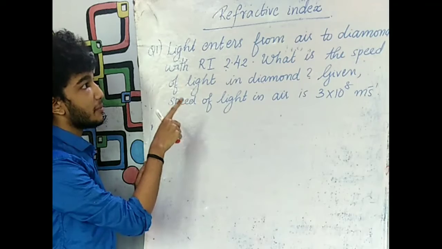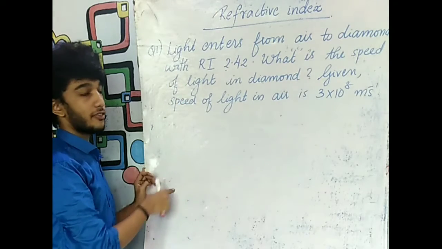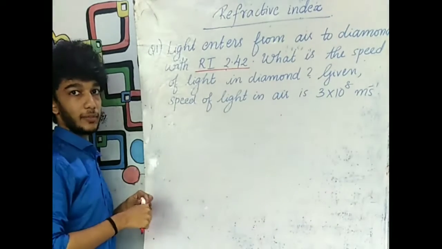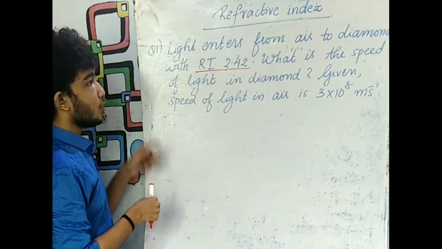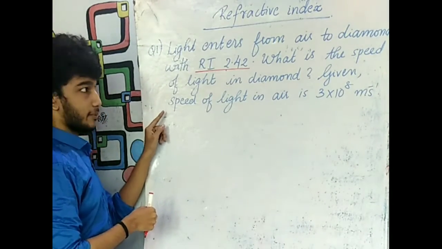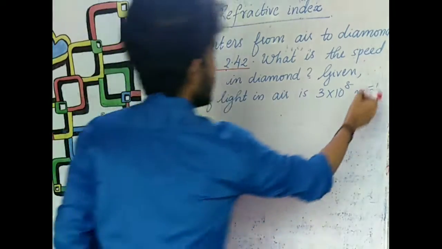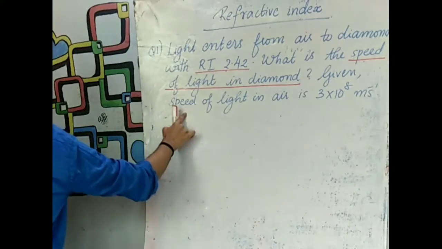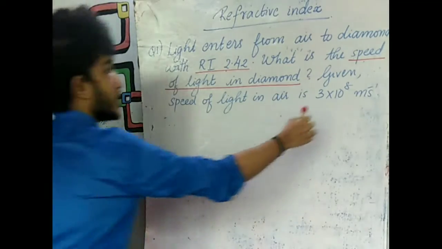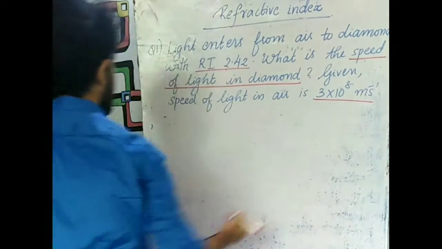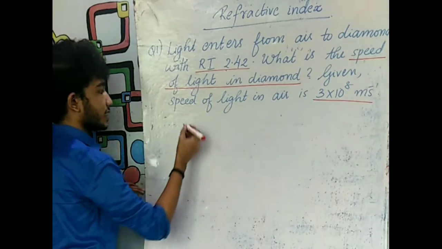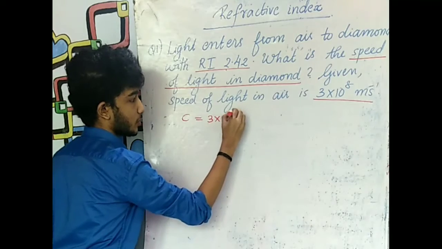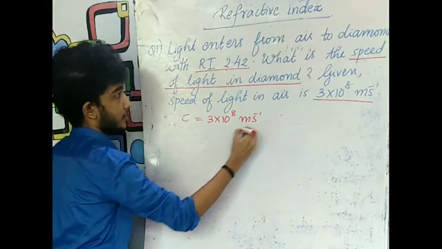Light enters from air to diamond with a refractive index 2.42. The refractive index of diamond is 2.42. What is the speed of light in diamond? We are asked to find the speed of light in diamond. Given, the speed of light in air is 3 into 10 raised to 8 meter per second. What is given to us? The speed of light in air, C, is given as 3 into 10 raised to 8 meter per second.